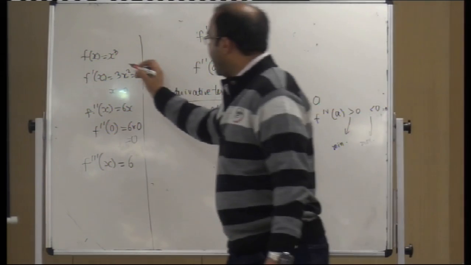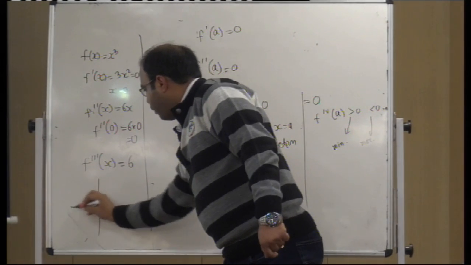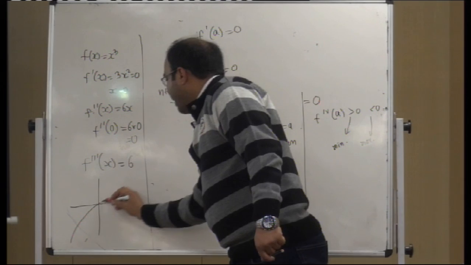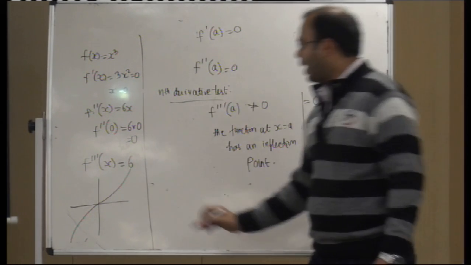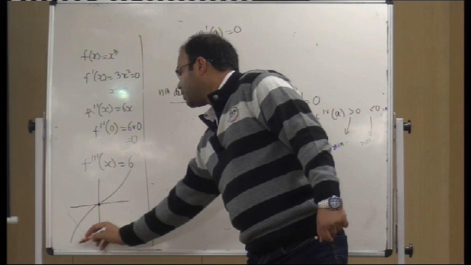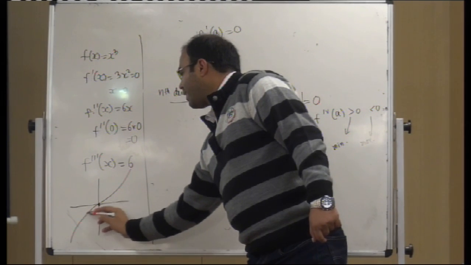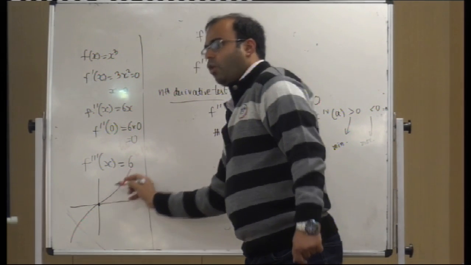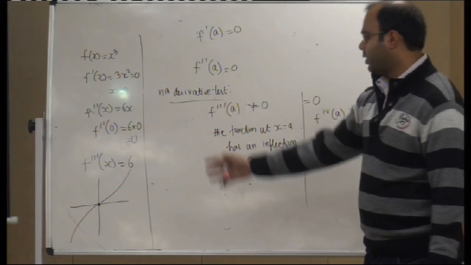That means at x equal to 0, if you see the graph of x cube, this graph is like this. And this x equal to 0 is neither maxima nor minima, but is changing its nature, which is actually convex upward and then concave upward. So this point is point of inflection.